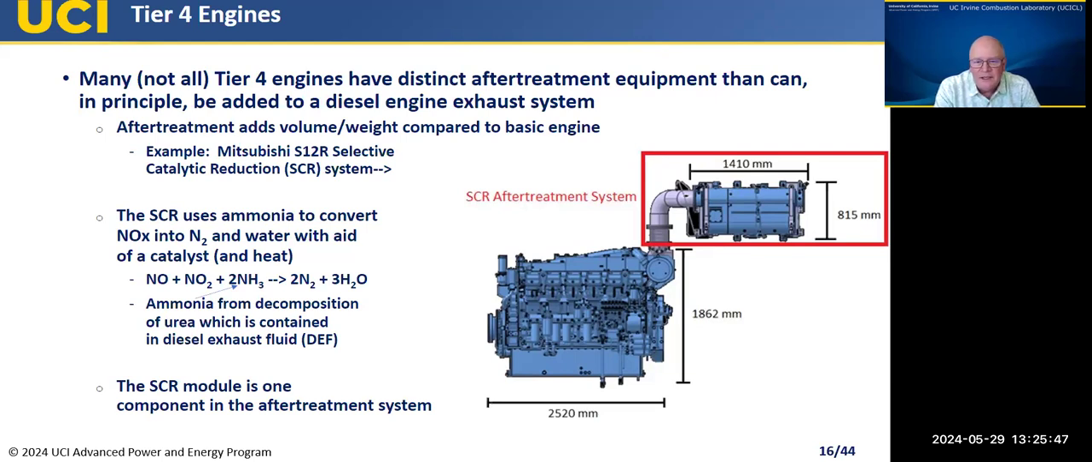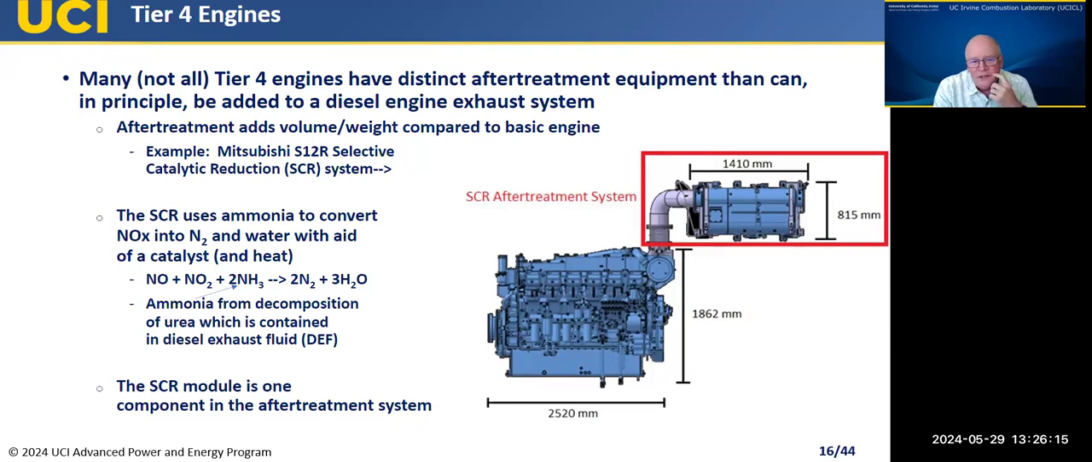So you have your basic engine sitting there to the lower left, and then we want to add on to that an after-treatment system. In this case, we're adding a selective catalytic reduction system, mainly to control the NOx. And as you can see, that's a module that's not an insignificant amount of volume, and it's basically attached here to the exhaust of the engine.